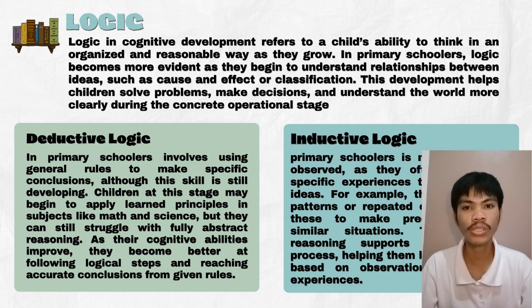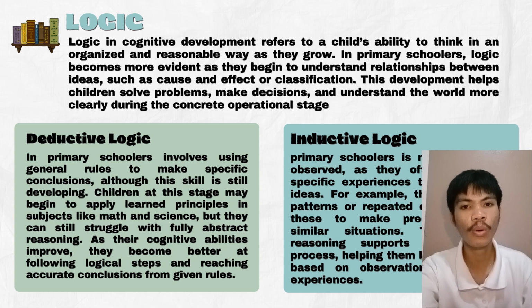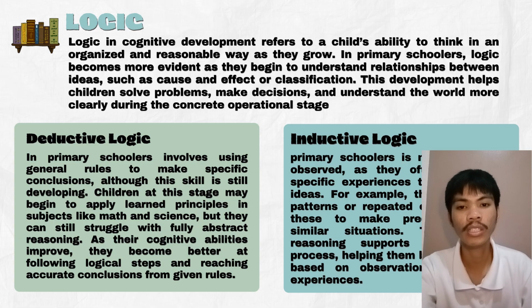So, deductive logic shows when children use general rules or knowledge to come up with a specific answer. For example, if they know a rule, they can apply it and solve a problem step by step while they are still learning. Their ability to follow clear reasoning improves as they gain more experience.